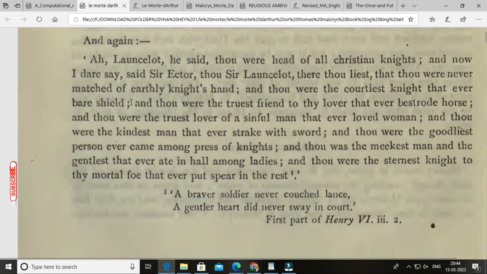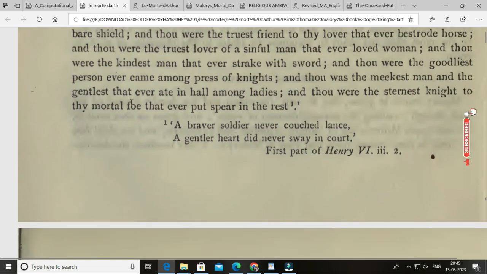thou Lancelot, there thou liest, that thou were never matched of earthly knight's hand, and thou were the courteous knight that ever bare shield, and thou were the truest friend to thy love that ever bestowed horse, and thou were the truest lover of a sinful man that ever loved woman, and thou were the kindest man that ever struck with sword, and thou were the goodliest person ever came among press of knights, and thou were the meekest man and gentlest that ever ate in hall among ladies, and thou were the sternest knight to thy mortal foe that ever put spear in rest. A braver soldier never couched lance, a gentler heart did never sway in court.